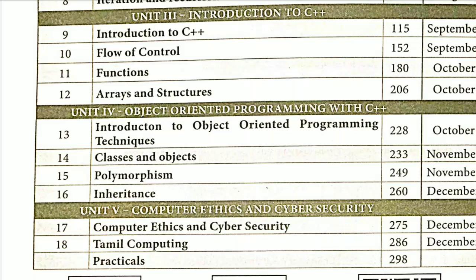Next is unit 5. This is basically about the internet, what are the things you have to follow on the internet, and what are all the options that are available for using Tamil language. All these things will be discussed in the last two chapters, 17 and 18. After that we'll be seeing the practical exercises.